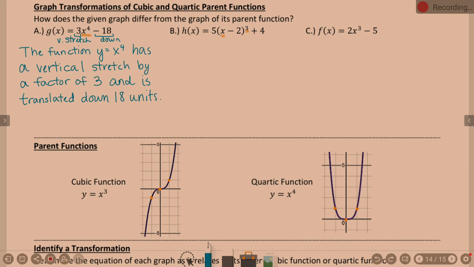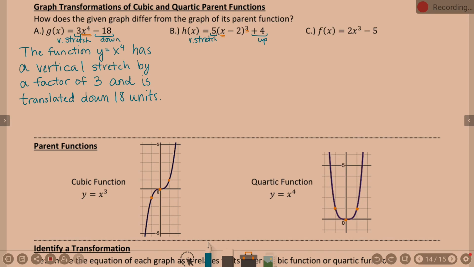Volunteers for any of those pieces? What do you got, Katie? Okay. There's a +4 at the end. And so that's going to be up or down, the direction of the sign. So up 4. Good. Okay. The number multiplied out front is a stretch or compression, I guess I should say. Stretch, shrink, compression. It's bigger than 1, so we're stretching.